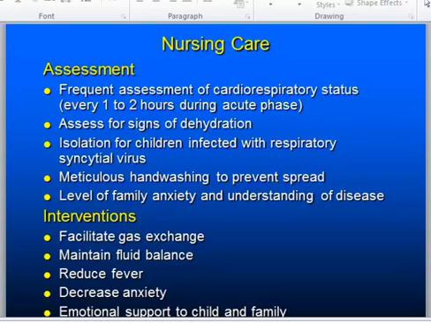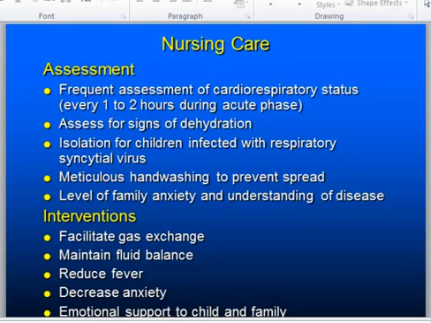We also want to assess the little one for dehydration: dry mucous membranes, decreased urine output, sunken fontanelles, and check for weight loss, and monitor body temperature. These children should be placed in a room near the nurse's station for easy observation.